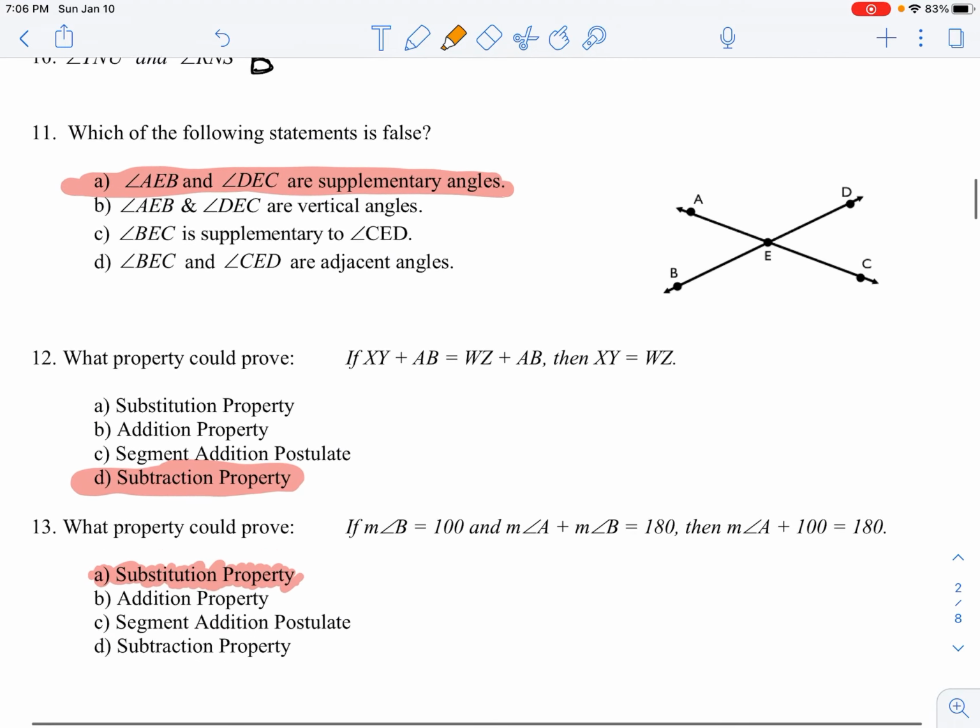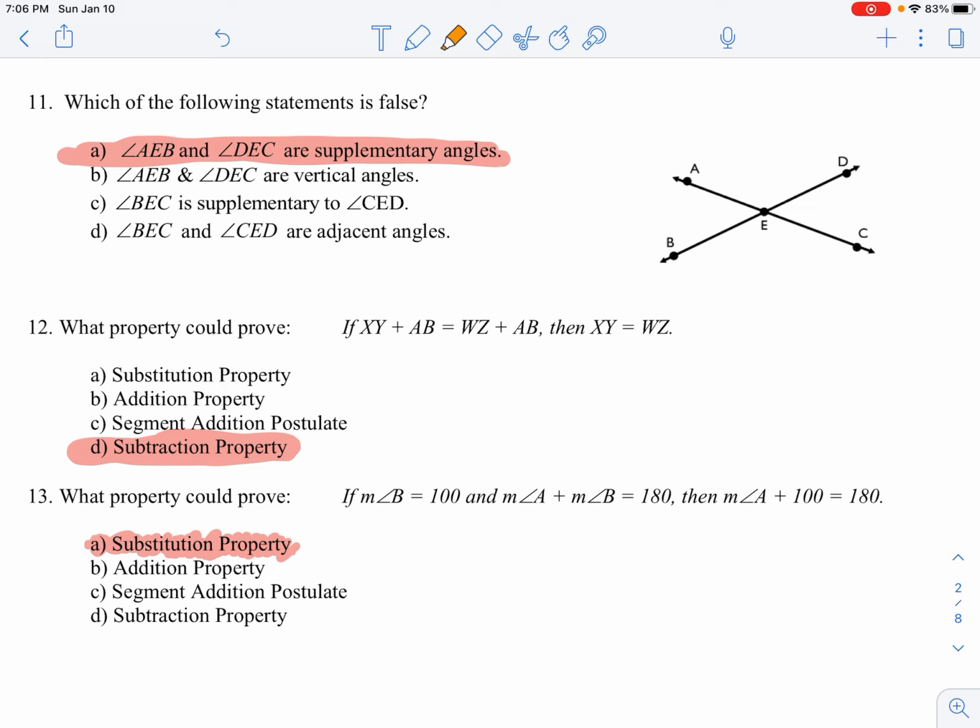Let's continue to number 11. It says, which of the following statements is false? I didn't have to read far on this one because I saw the first one was false. It says AEB, which is this angle right here, and DEC, which is this one right here, are supplementary angles. Nowhere have we ever said that vertical angles are supplementary. They're always congruent. So A is obviously the incorrect answer. I will let you go through the other ones on your own. Those ones are all true though.